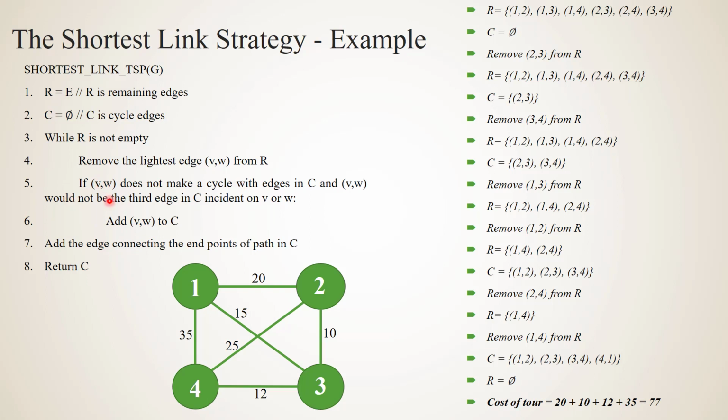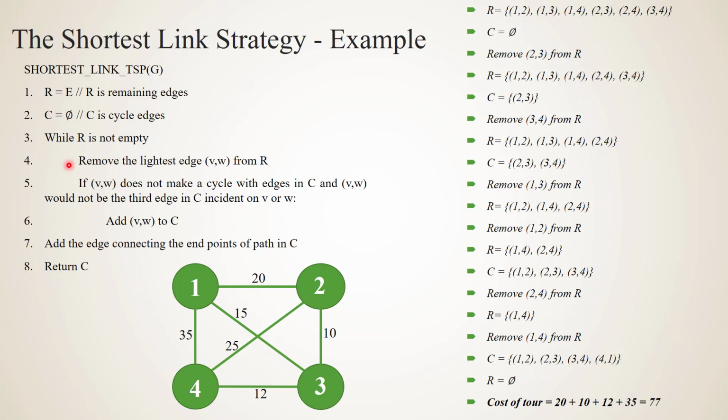When you look at the next condition, would not be the third edge in C incident on V or W. Here our edge is (1,3). (2,3) and (3,4) are already in the cycle. Actually this (1,3) is a third edge which falls on 3, so we can't include (1,3). I hope you understood the meaning of the second point. Actually (1,3) is incident on 3 as a third edge, so we can't add (V, W) to C. That's why nothing is added to the cycle.